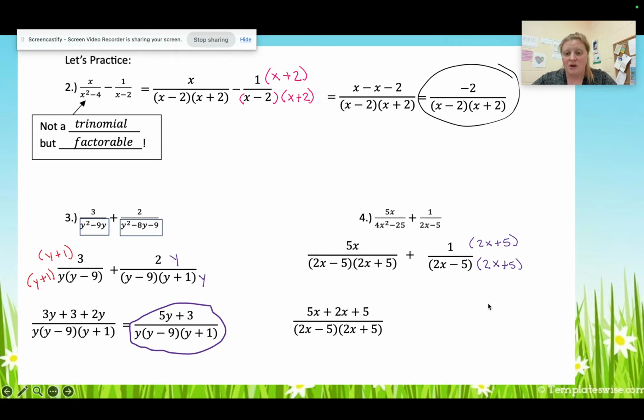We're going to distribute our 1. We're going to combine our like terms. And we're going to end up with 7x and 5 on top. And the bottom just stays the same.